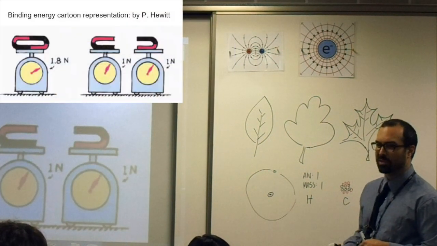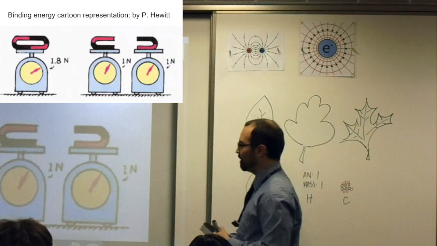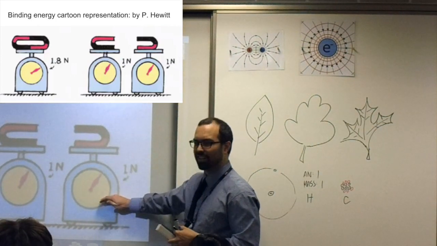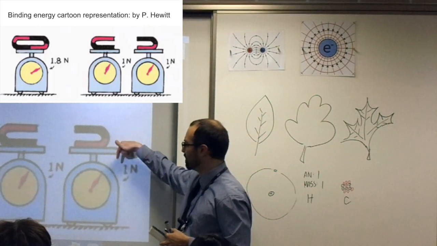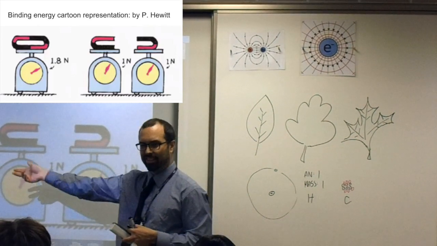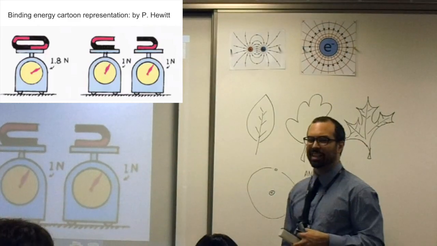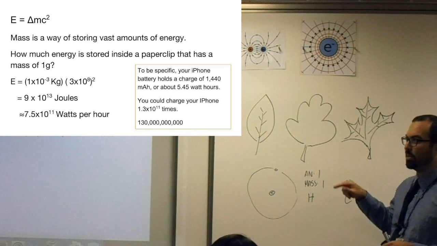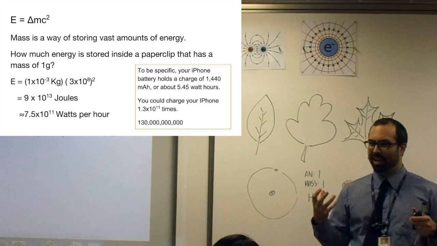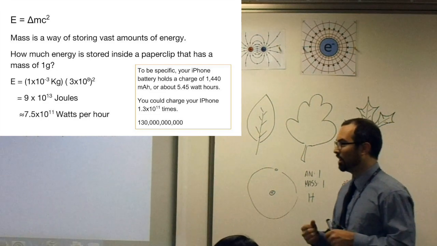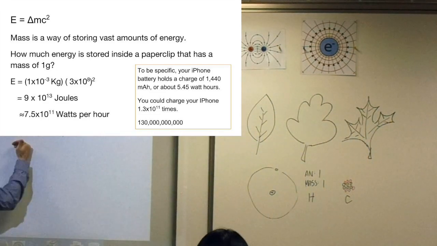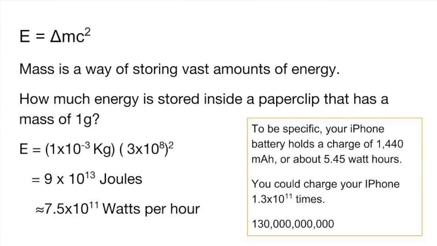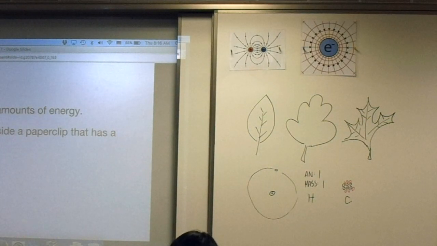This is a cartoon kind of representing the same thing, is that when we have a magnet on a scale, it pushes down with a force of 1 newton, but then when we put it together, suddenly it weighs less. E equals mc squared, or in this case, E equals delta mc squared. This mass is actually a way of storing energy. How much energy is stored inside of a paperclip of 1 gram? Well, what I've done here is I've actually used E equals mc squared to calculate the amount of energy stored inside of the mass of a paperclip.